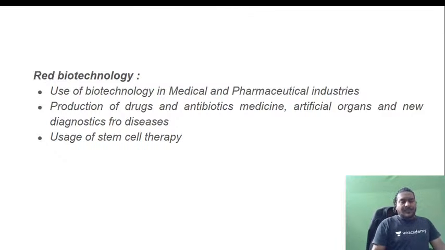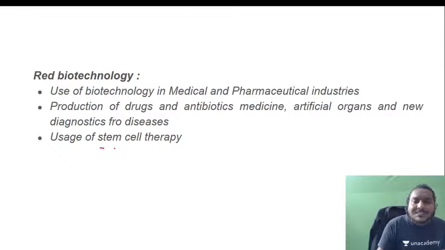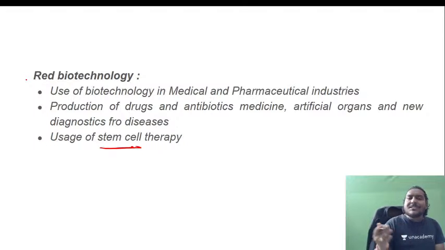Then we'll move to red biotechnology. Red generally indicates danger. It is nothing but using biotechnology in the domain of medical and pharmaceutical purposes. So how are you going to use it? You would focus on creating new drugs and antibiotics, creation of artificial organs, new diagnostics. For example, a very popular technique called stem cell therapy is a part of this red biotechnology. We'll talk about stem cell therapy in the biotechnology class as we go further.